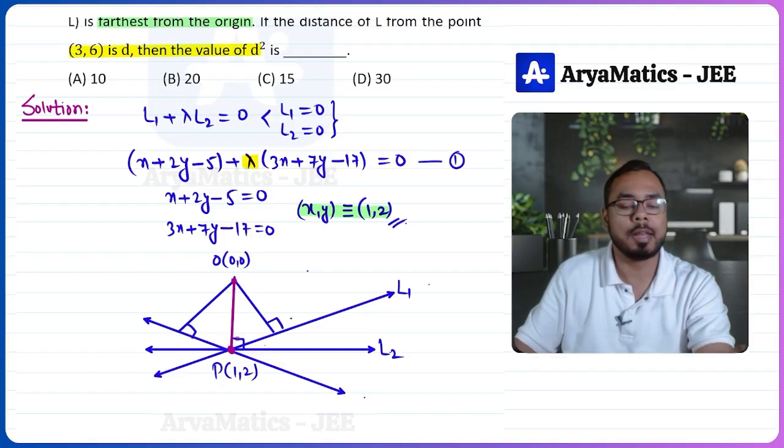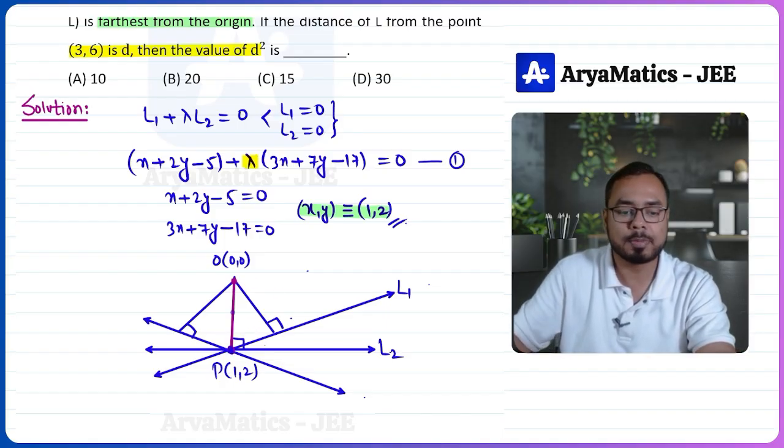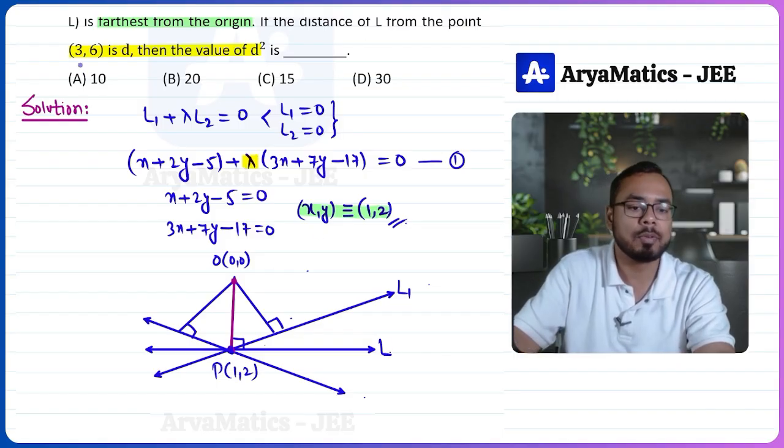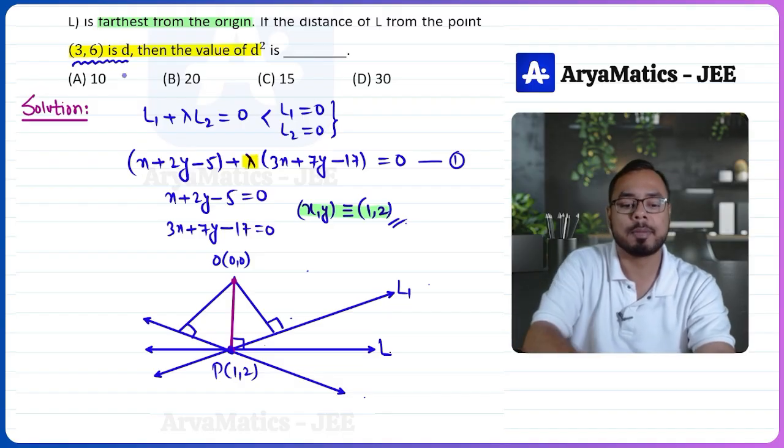So here the required line will be a line which is passing through point P and is perpendicular to OP, right? So this is our line L. This one is line L. And now we need to get the equation of this line L, and then we have to find the distance of that line from this point 3, 6.